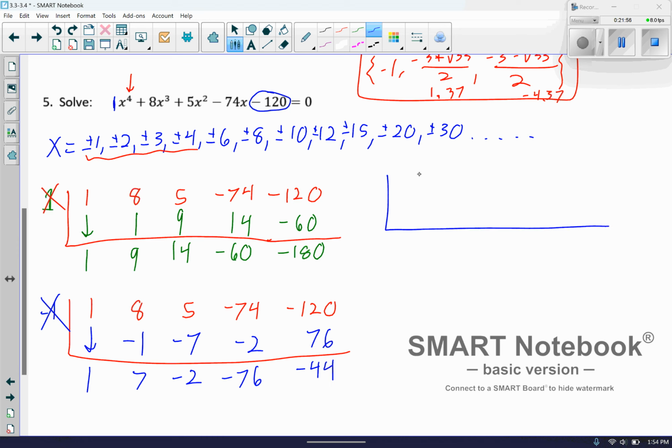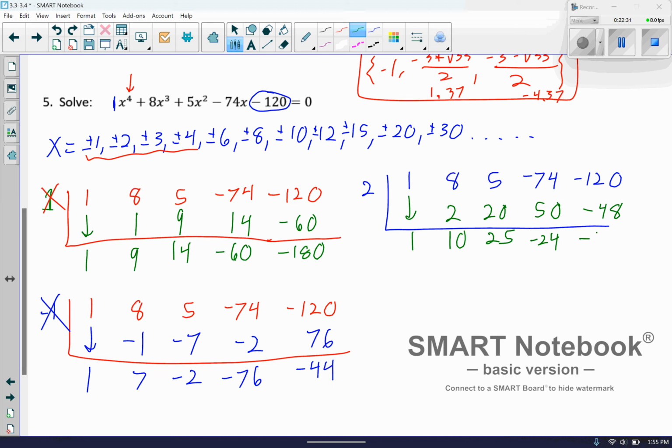So let's find out. All right, so here goes for 2. Drop the first number. 1 times 2 is 2. 2 plus 8 is 10. 10 times 2 is 20. 20 plus 5 is 25. 25 times 2 is 50. 50 and negative 74 combined together to give us negative 24. And then that multiplies to give us negative 48. And so not quite. So I get negative 168. So still not that close to 0. So that doesn't work. Let's try negative 2.